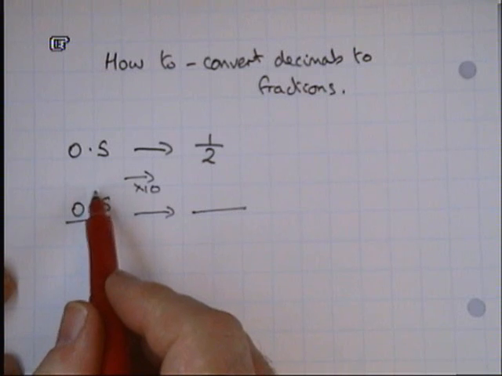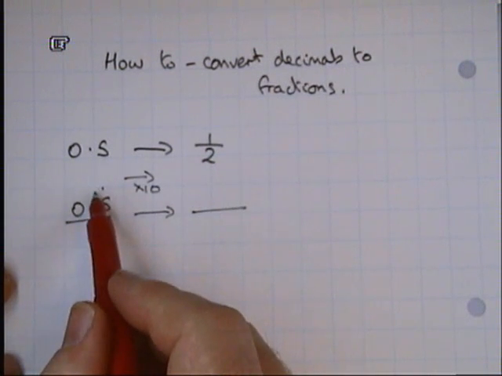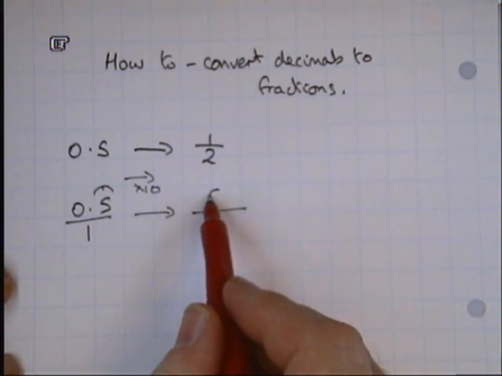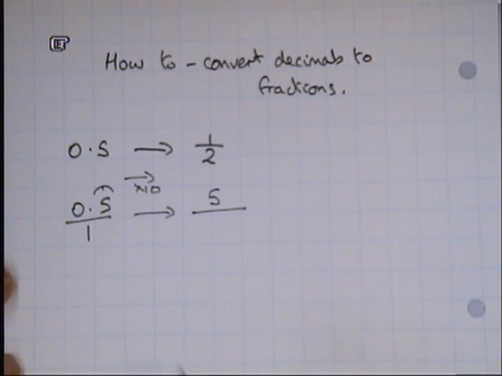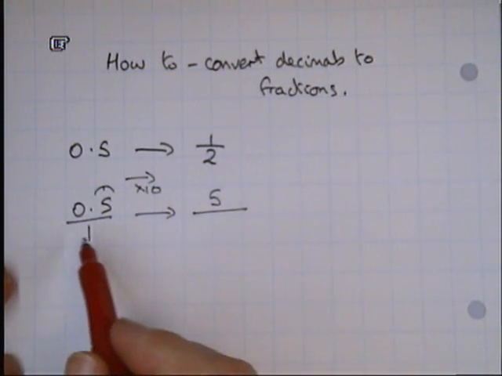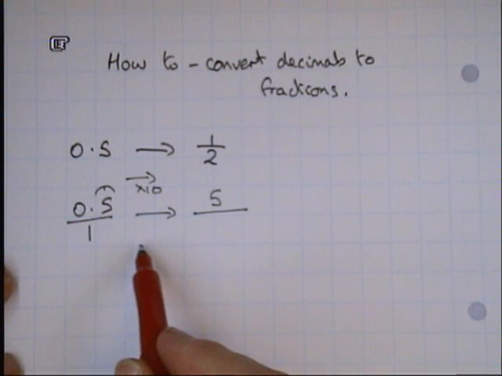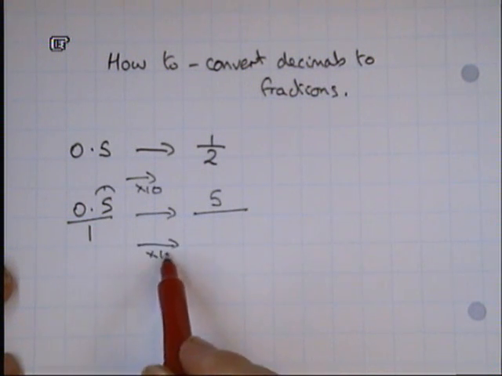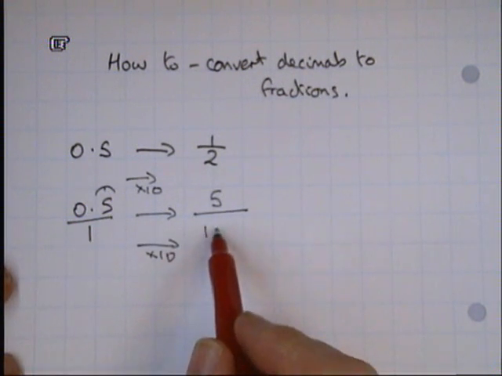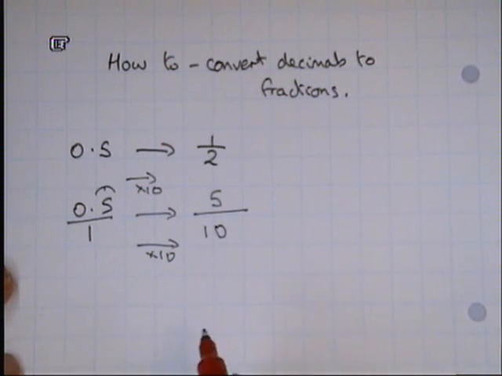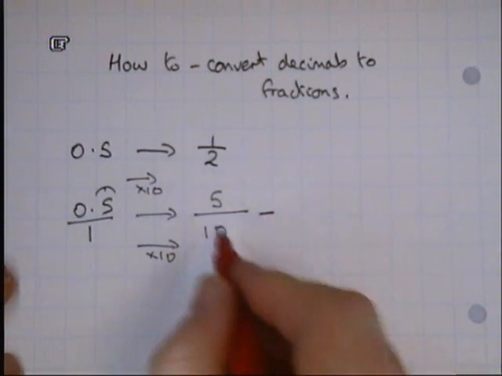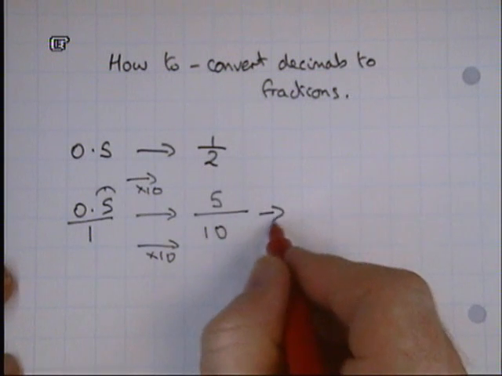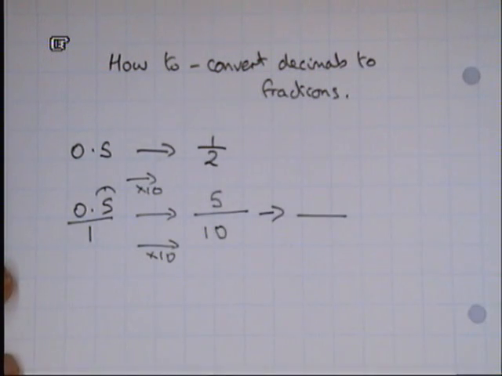And that would have the effect of either moving the numbers to the left or the decimal point to the right, and you were left with 5. But to keep this number the same, we have to also multiply the denominator by 10. So 1 times by 10 is 10. So now we've changed it to a fraction. And the last step we have to do is see if it cancels.